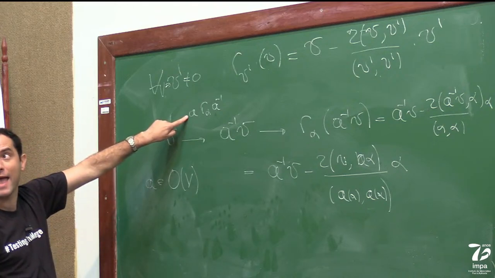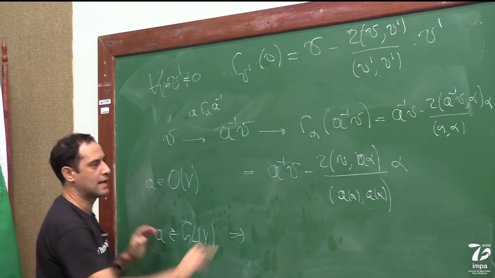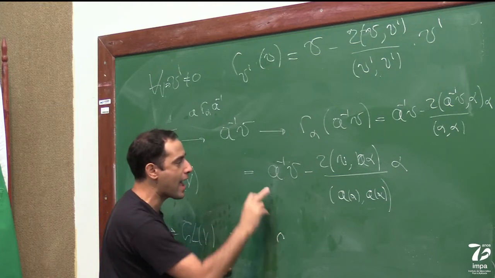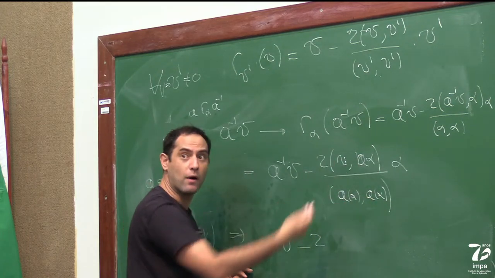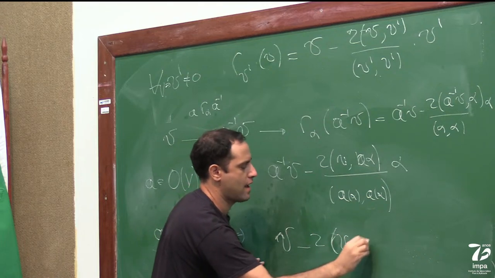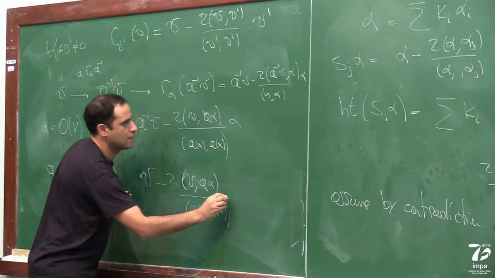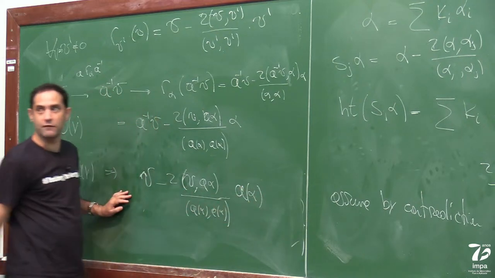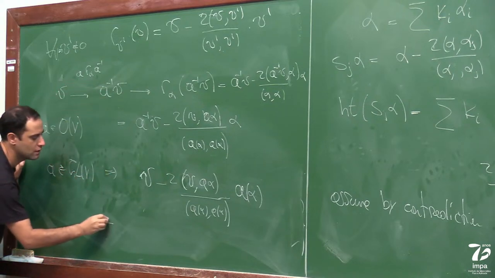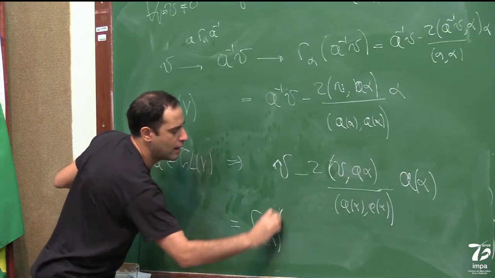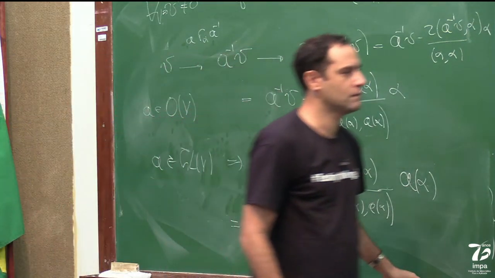And the last thing that I need to apply is A to that. So A is linear, which implies that now I'm going to apply A to this thing. I'm going to get A of A inverse of V, that's V, minus twice, and since A is linear, I can just take this number out of A, (V, A alpha) over (A alpha, A alpha), and now apply A to just alpha. Okay, so I've applied the three of them, and this by definition is the same thing as R of A alpha applied to V. So this statement follows.